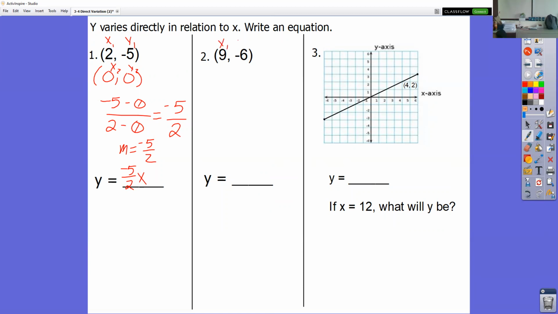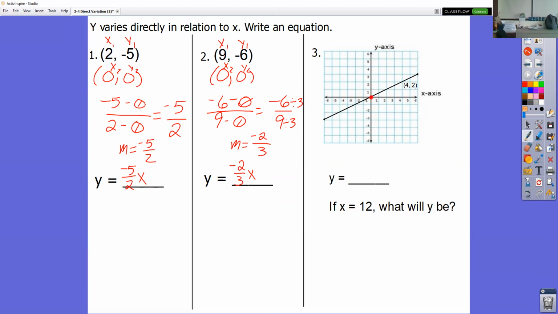Once again, x1, y1, use 0, 0 for x2 and y2. So we have -6 minus 0 divided by 9 minus 0 equals -6 over 9. But that can be simplified by dividing the numerator and denominator by 3. -6 divided by 3 equals -2, and 9 divided by 3 is 3. So m equals -2/3. So our equation would be y equals -2/3 times x.